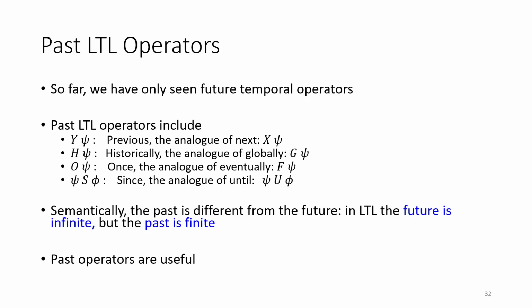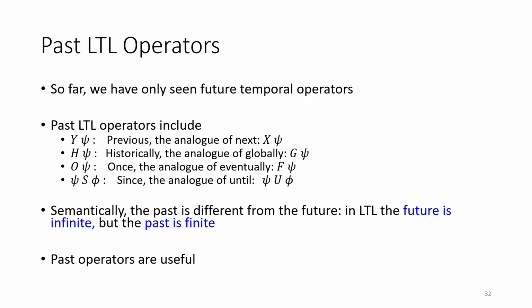So it turns out that past operators do not add expressive power. Everything you can express with past operators, you could also express with future operators. But sometimes the past operators allow you to have exponentially shorter formulas, which is really a strong property, right? You might have to write an exponentially long formula to express with future operators only what you can express with past operators.